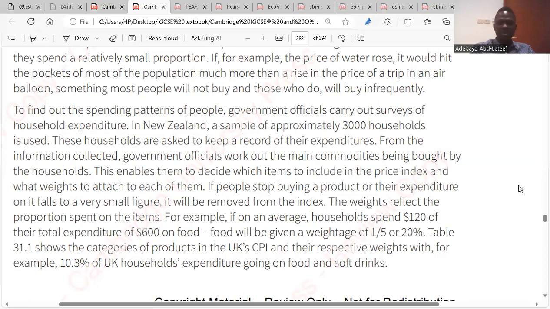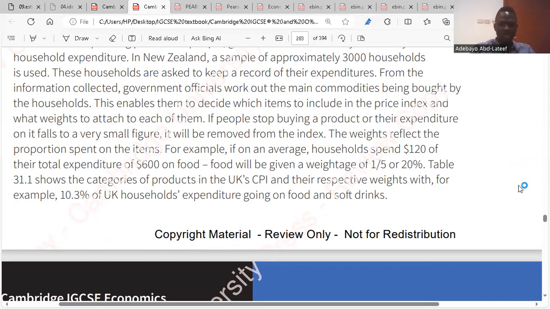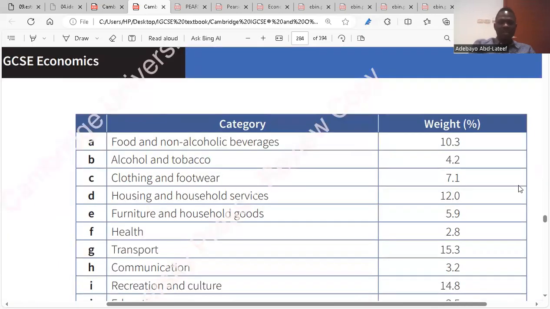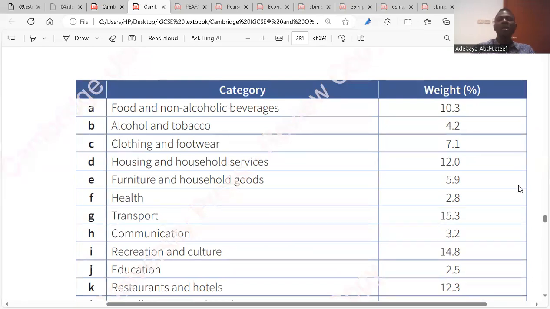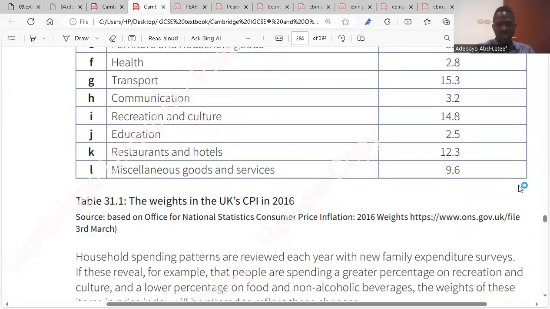So the table shows the categories of products in the UK's consumer price index and their respective weights, with, for example, 10.3 for the UK's household expenditure going on food and soft drinks. So we have the weight here. These weights are based on how much they buy. Based on what we have here, we have the highest weight on restaurants and hotels, recreation and culture, housing, food and non-alcoholic beverages. They all sum up to 100%. I think that is clear, right?